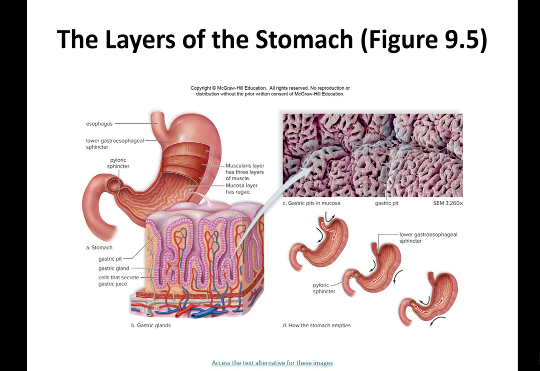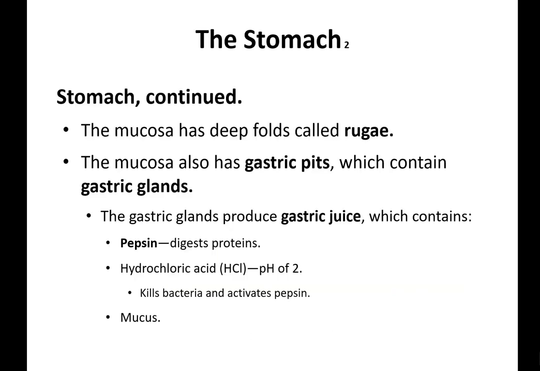Here's a picture showing you the stomach, the cross-section of the gastric glands, and the churning motion of how the stomach squeezes its food content. The mucosa has deep folds called the rugae, and the mucosa also has gastric pits, which contain gastric glands. These gastric glands produce gastric juices, which are composed of pepsin, used to break down proteins, hydrochloric acid, HCl, which has a pH of 2 that can kill most bacteria, and also mucus.